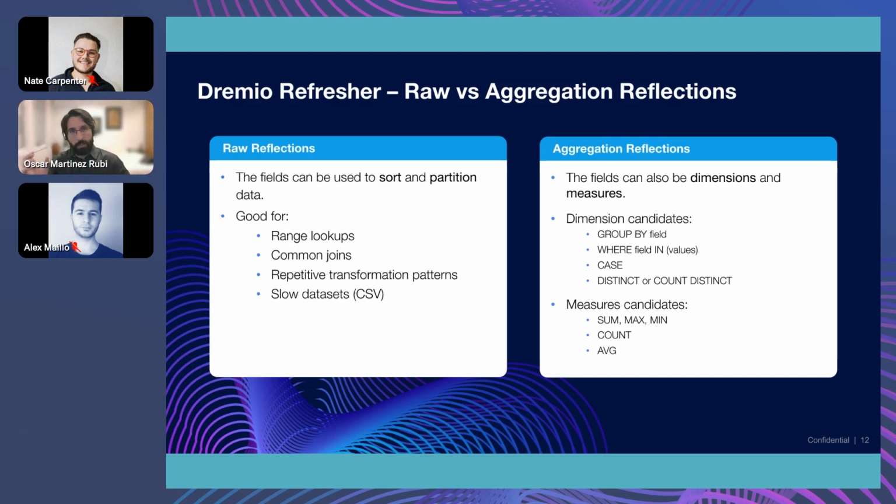The second type of reflection is the aggregation reflection, which is kind of a cube, okay? So for queries that do group bys or wheres or this kind of filtering, you can use a pre-computed cube that is totally automatically managed by Dremio, and then your queries will be much faster because they will touch much less data.